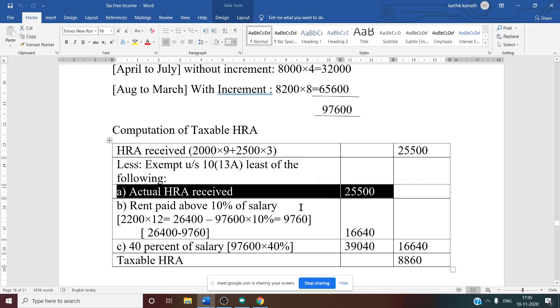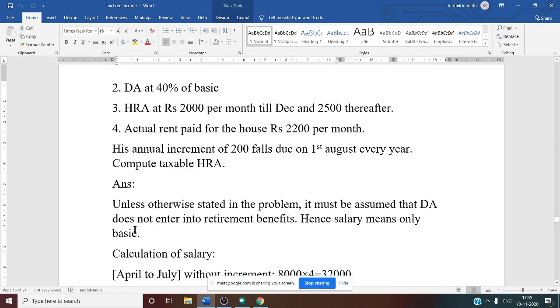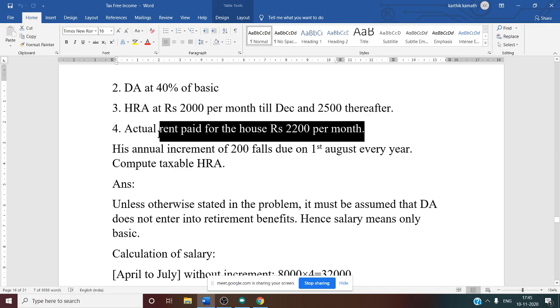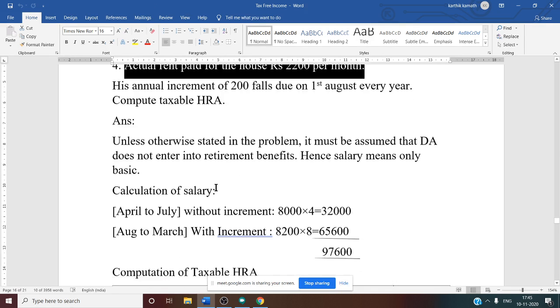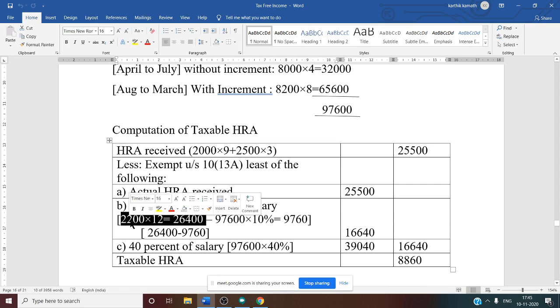Now, the second one is rent paid minus 10% of salary. 2,200 is given in the question. The actual rent paid for the house is 2,200 for 1 month. We want it for 12 months. 2,200 into 12, if you do, you will get 26,400 as rent paid.